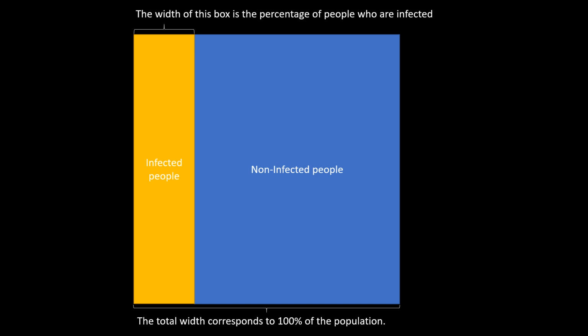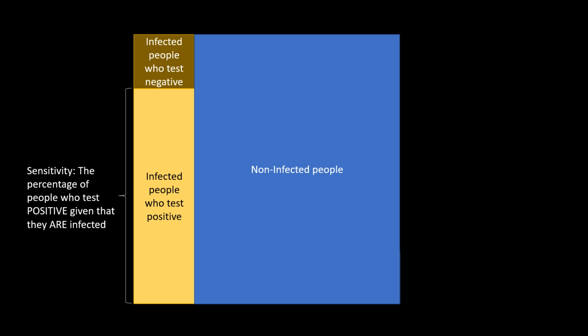Now let's say that some pharmaceutical company developed a test, and the test has certain numbers that they give you. In particular, they give you sensitivity and specificity. Sensitivity is the percentage of people who test positive, given that they are infected. That means that if you give the test to a population entirely composed of infected people, there's always going to be a small proportion which is going to test negative, but the vast majority of them are going to test positive, which is what you would expect for a good test.